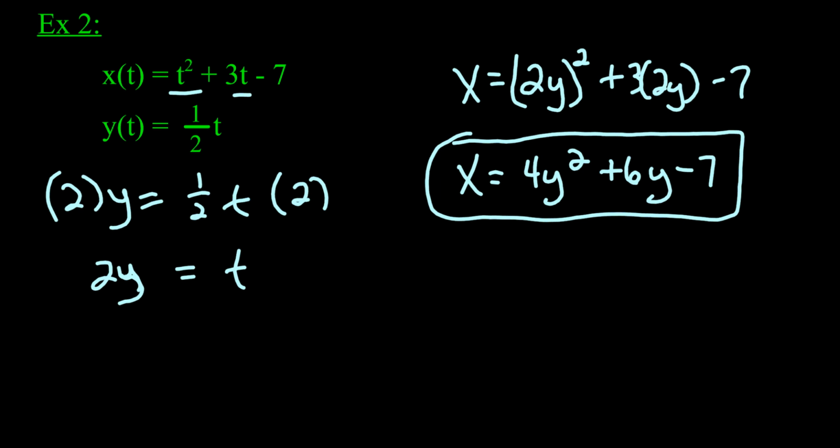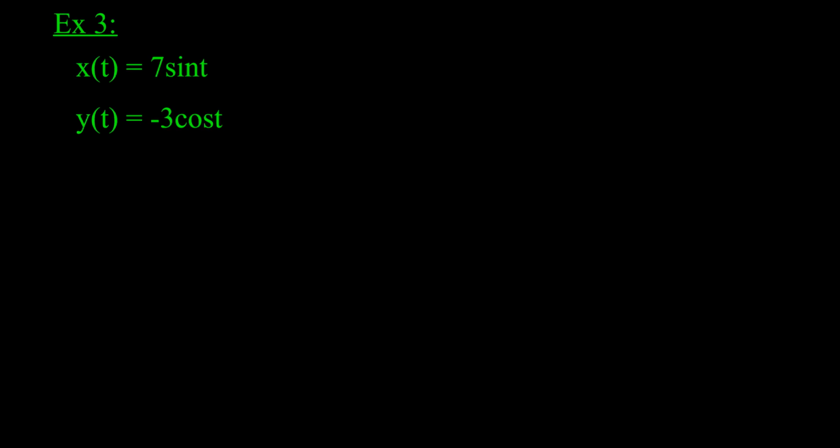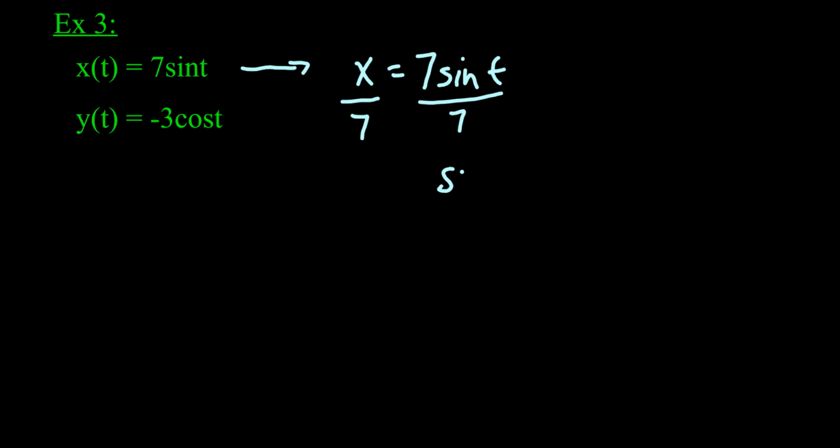Okay, let's run through one more example. This one's going to have some sines and cosines in it, and it's going to be a slightly different problem than the ones we've been doing. But same idea. I'm going to start out with x equals 7 sine t, and I want to solve for t. First I'm going to divide by 7. So I get sine t equals x over 7. Typically what we do here to get t by itself is the inverse sine or arc sine, but we're actually going to leave it like this, and I'm going to show you a little trick next.